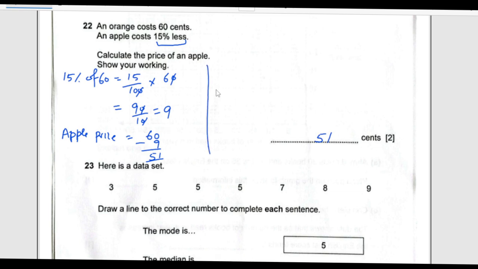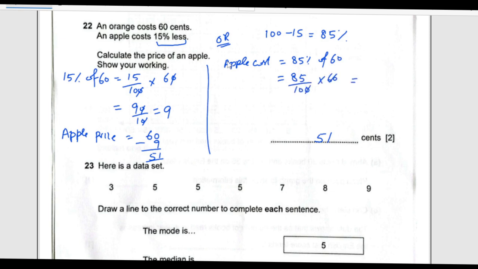So one way is this one, or you can directly do it here when it is 15% less. That means we are taking 15 out of 100, that is 85. So 85% of the cost of the orange. So the apple cost is going to be 85% of 60, right. So then this is 85 over 100 times 60. So you just calculate 8 times 5 is 30.